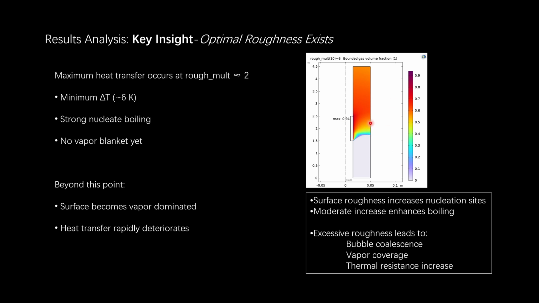As the picture on the right shows, when the surface roughness factor is 6, the maximum gas volume fraction is 94%, which means it's almost not nucleate boiling anymore. It's almost film boiling.